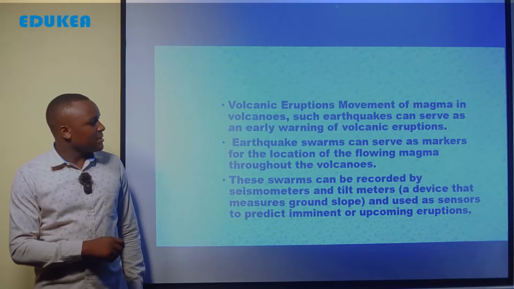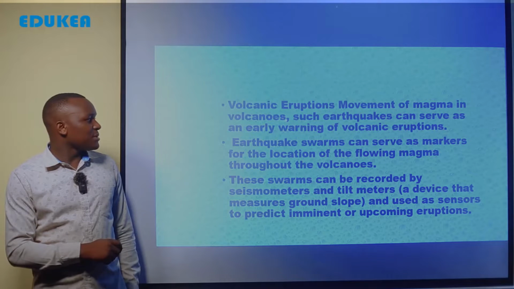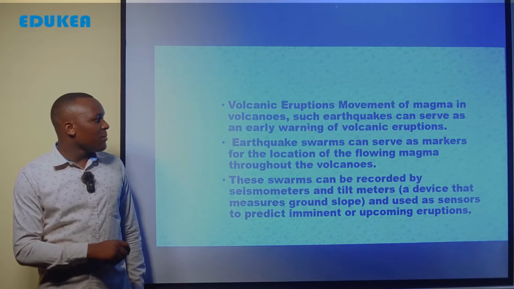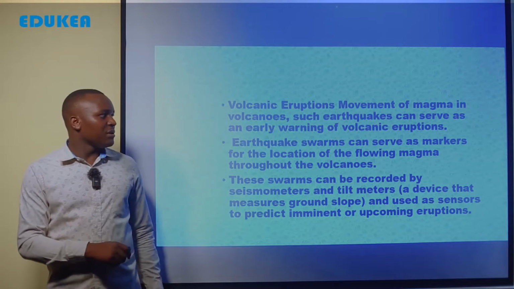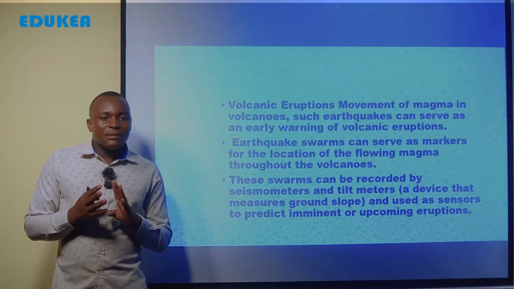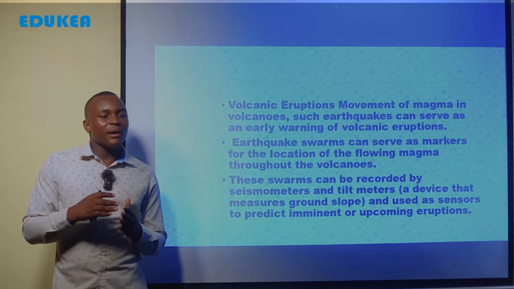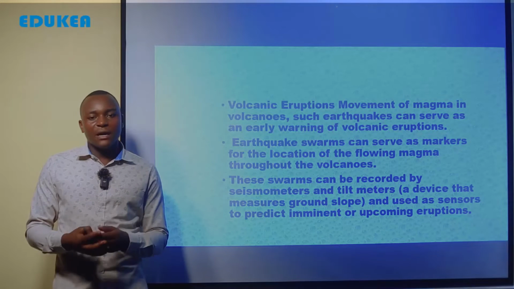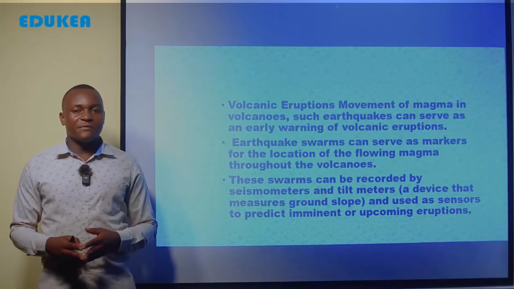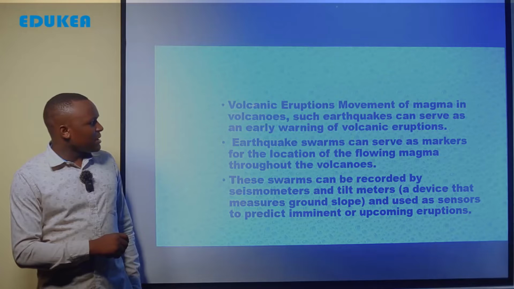Now let's come to volcanic eruption. We say that with volcanic eruption, the movement of magma in volcanoes, such as earthquakes, can serve as an early warning of volcanic eruption. So the very simple sign of knowing that a volcanic eruption is coming is an earthquake. Earthquake is a sign of the volcanic eruption.